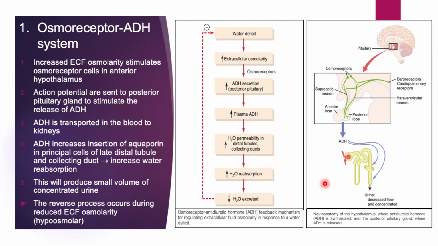The opposite sequence of events occurs when the ECF becomes too dilute or hypoosmotic. For example, with excess water ingestion, ADH secretion will be decreased, the permeability of renal tubule to water will decrease, less water will be reabsorbed, and the result is large volume of diluted urine. And this in turn concentrates the body fluids and returns plasma osmolarity towards normal.